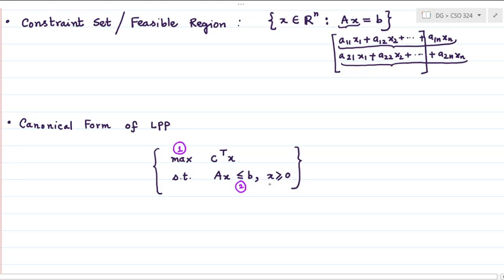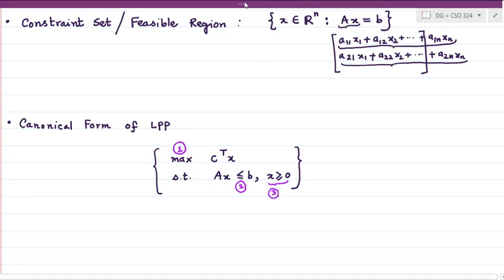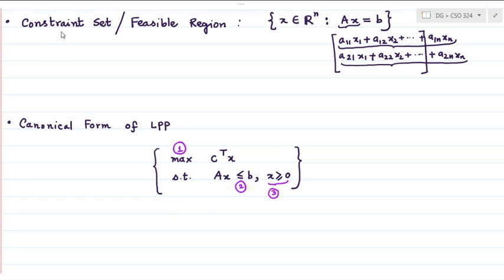And the third condition is that you should have the non-negativity restriction of the variable. So if these three conditions are being satisfied in the statement of your problem, that problem is called as in the canonical form. Fine. So this is your canonical form, and by the standard form we mean the following.